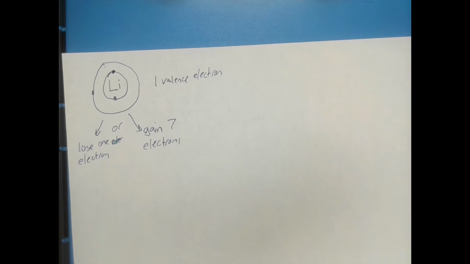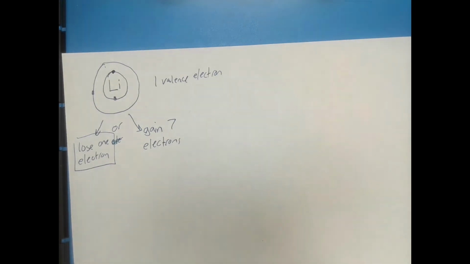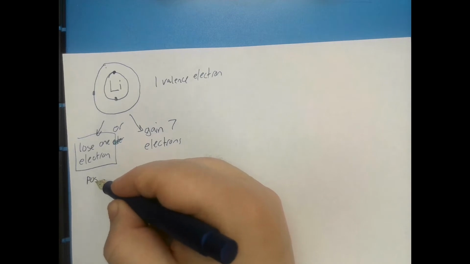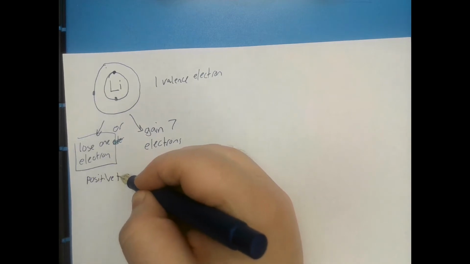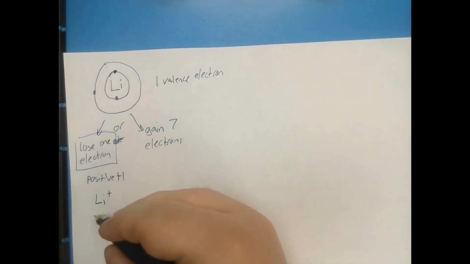Which do you think is easier or uses less energy to do? Lose 1 electron. And if you lose 1 electron, what would your charge be? Positive. So it'll get a positive 1 charge. So lithium becomes a lithium plus ion.